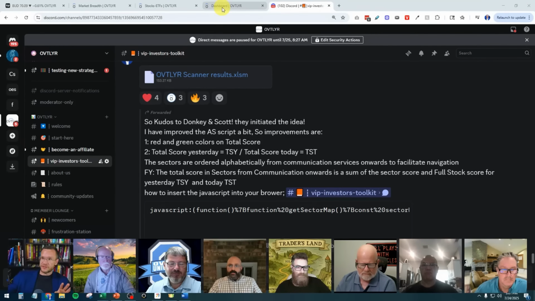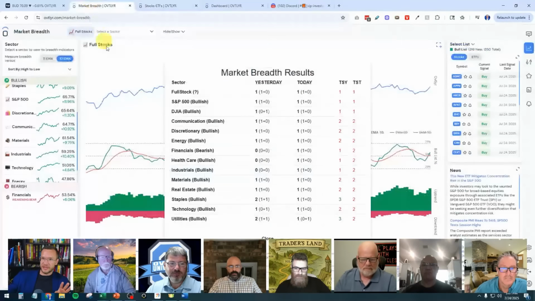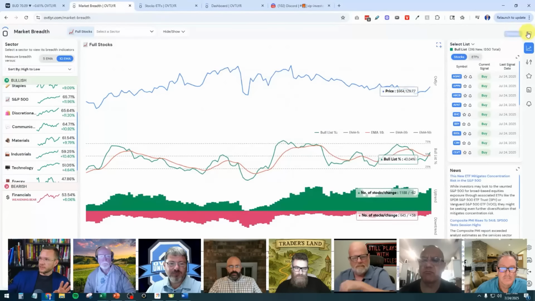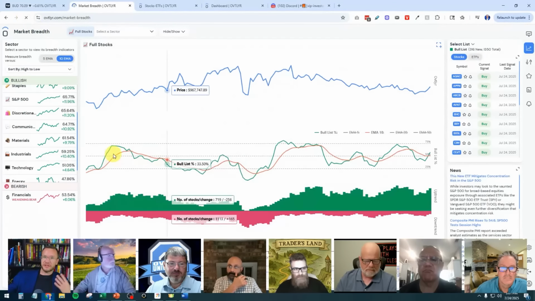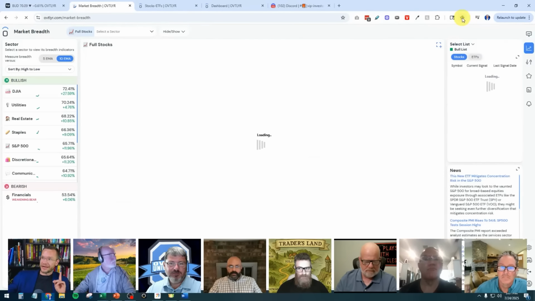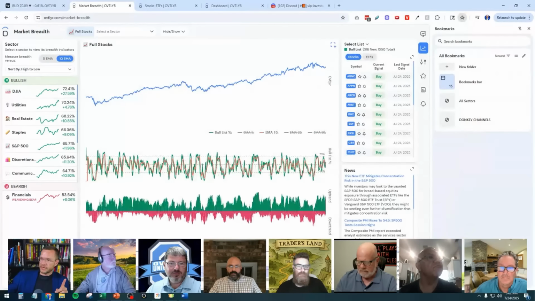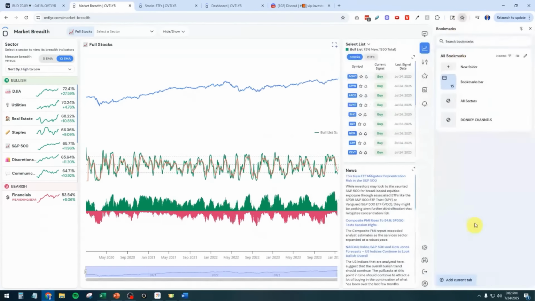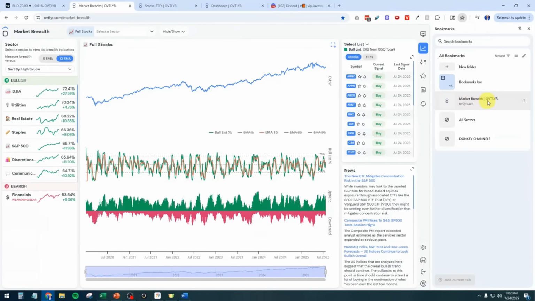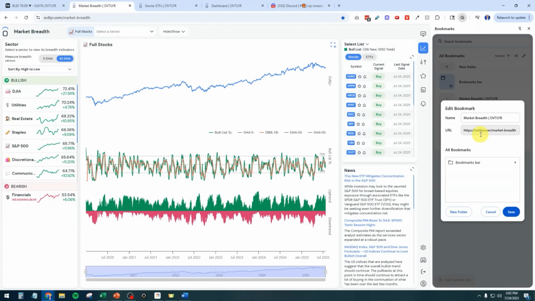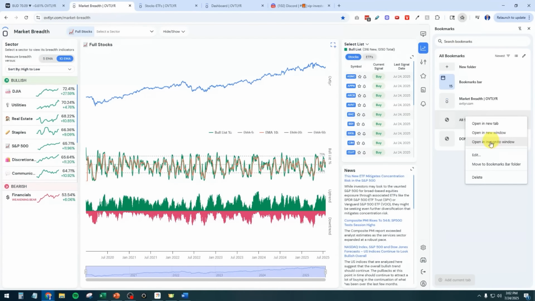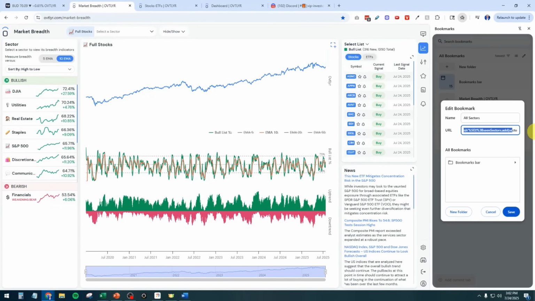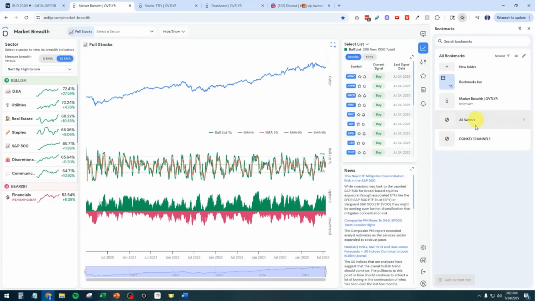When you download those two, go to your market breadth page first. Imagine you just landed on your market breadth page. Go add a new bookmark. Add current tab. Then go edit that bookmark with what you just downloaded. That text document, go edit it so the URL is what you just downloaded. It's going to look really long and ugly like this one. Make both of those a bookmark.